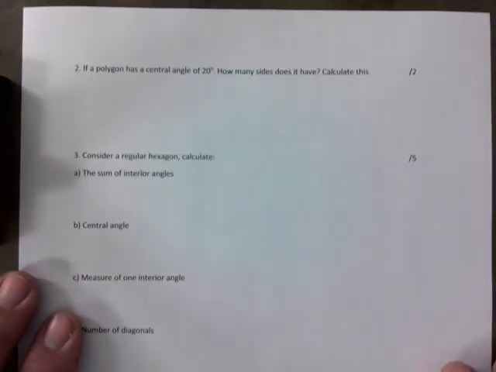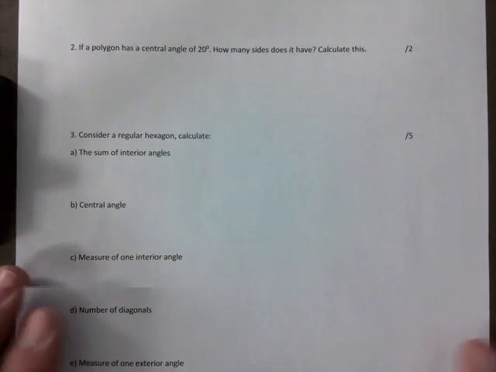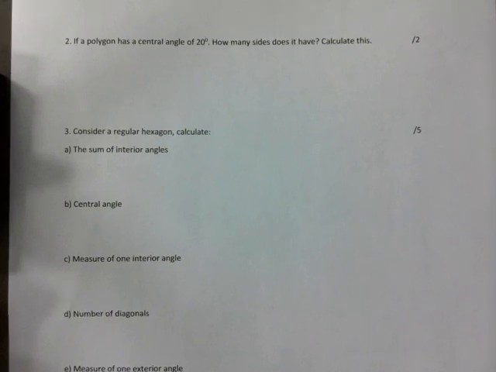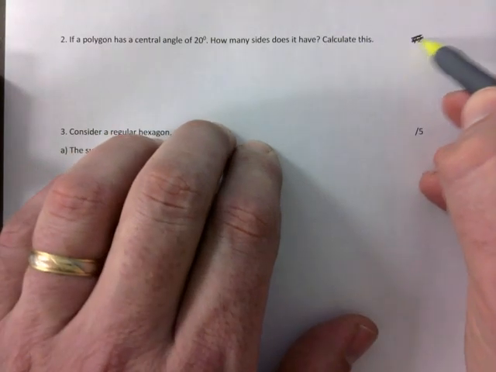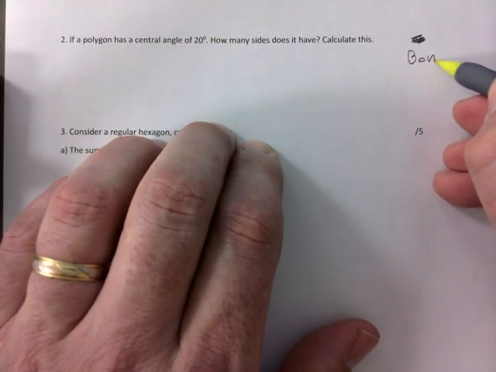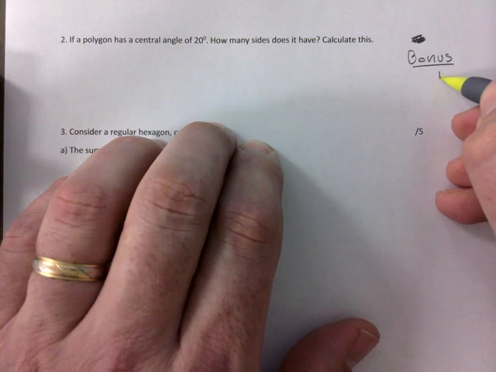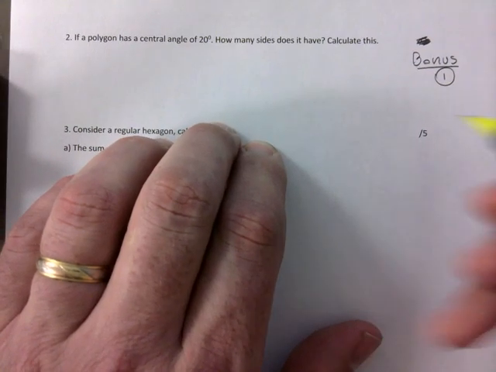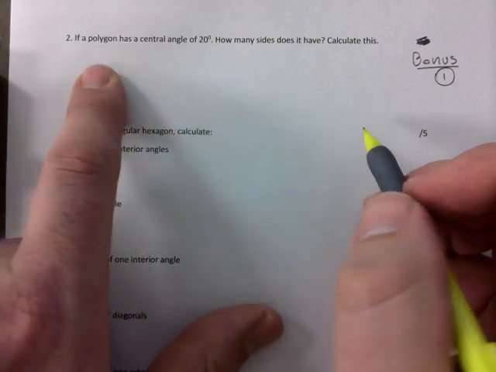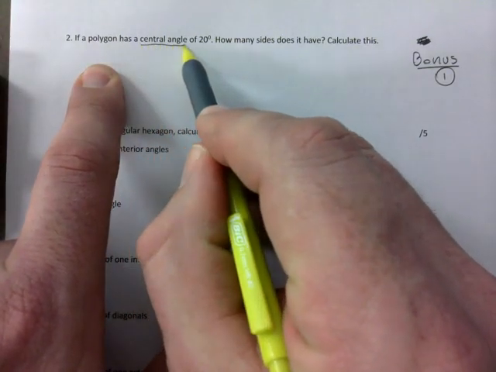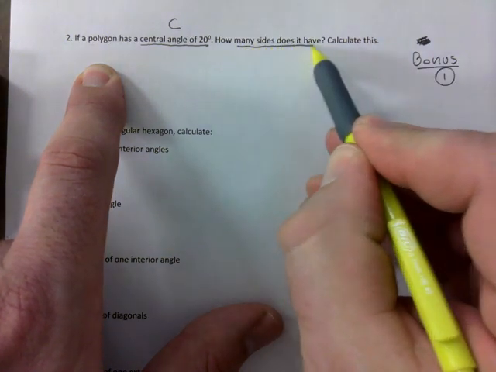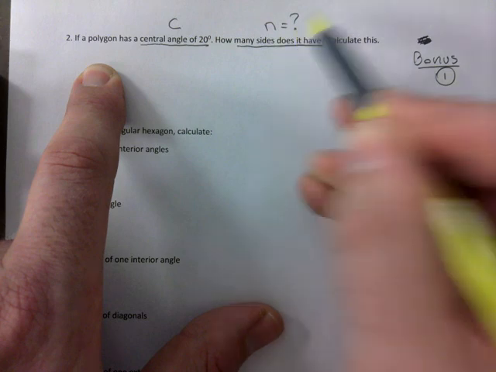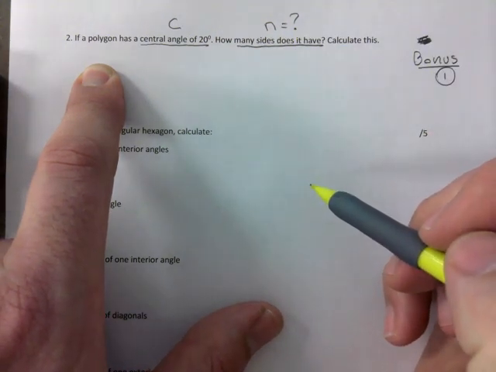Backside. I'll make question 2 a bonus because I didn't do an example on this one. But I have a feeling that some of you probably guessed it or you tried something. So this is not going to be out of 2. It's just a bonus. And you get maximum 1 bonus mark if you did this right. Because this is what I expect: it's telling you that the central angle is 20 degrees. That's C. How many sides does it have? It's asking you to figure out n. So it's a good one to write down because I'm going to expect you to do that after.